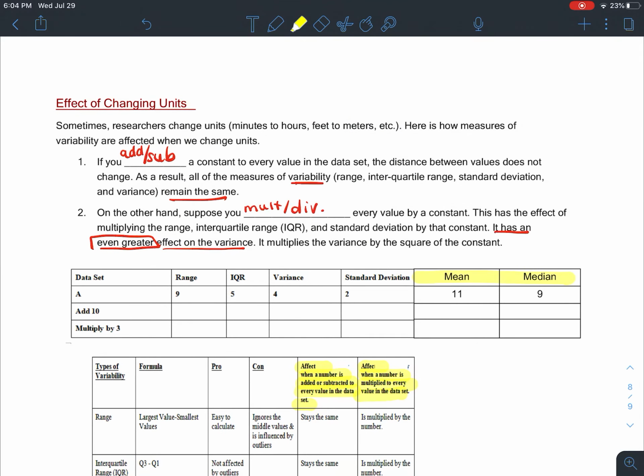I'm just going to highlight some things here. These are measures of center. These things here are measures of spread. If you are adding, that is when your measures of spread stay the same. So if 9 was the range for the original set of data, 9 will still be the range after you add 10. So I'm not going to make any changes to any of these. However, we know measures of center, like mean and median, should be affected. So we should add 10 to the mean. We should add 10 to the median.